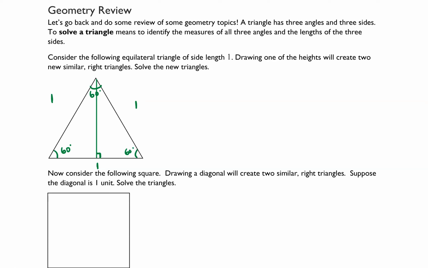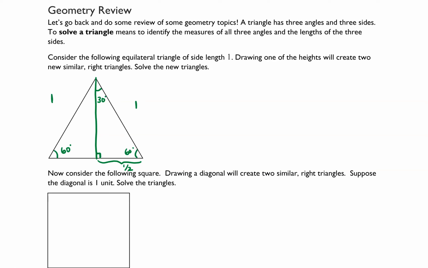Now, if I'm cutting this in half, then this angle here, if I'm looking at this smaller triangle, because we cut it in half, is going to be 30 degrees. And I've also cut the length in half. So that means that this length here is going to be whatever half of 1 is, which is 1/2. So I'm almost done solving this triangle.